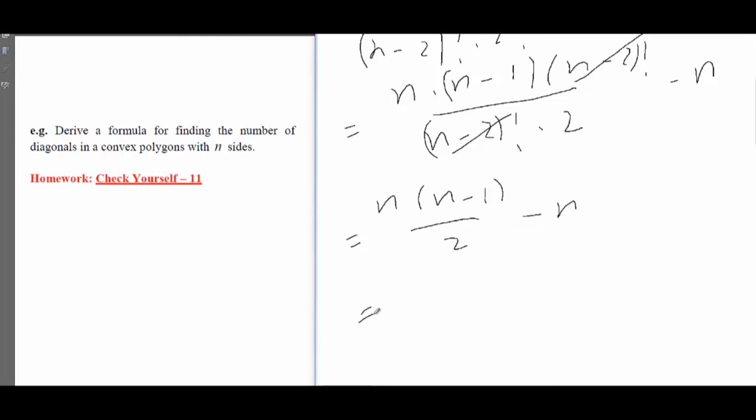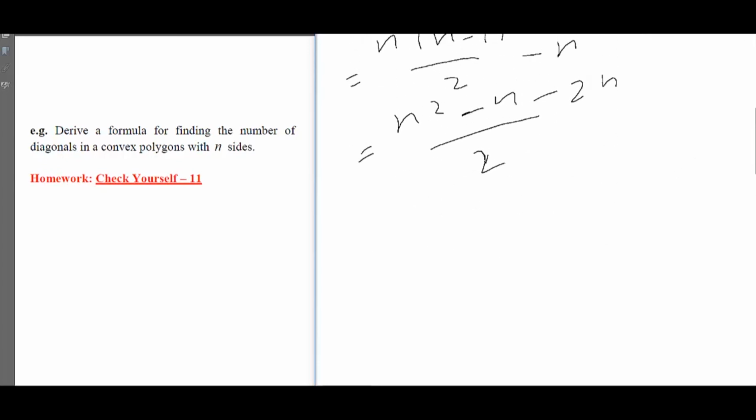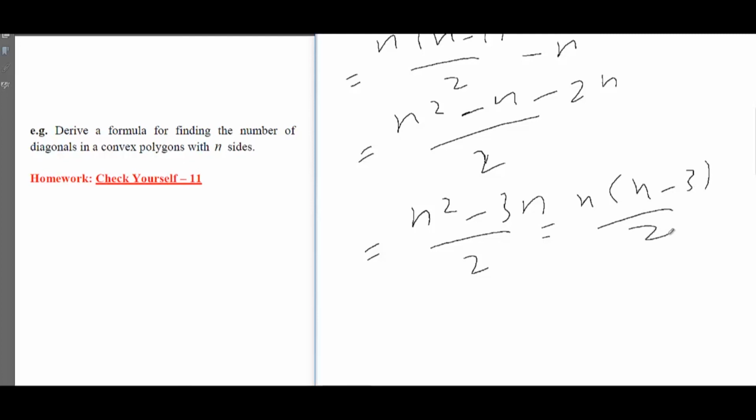So let's go on. n squared minus n minus 2n, if we take 2 as the common denominator, over 2 will be left. So let's add negative n with negative 2n. It will be n squared minus 3n over 2. If we take n as a common factor, n times n minus 3 over 2 will be the number of diagonals for this polygon with n sides.